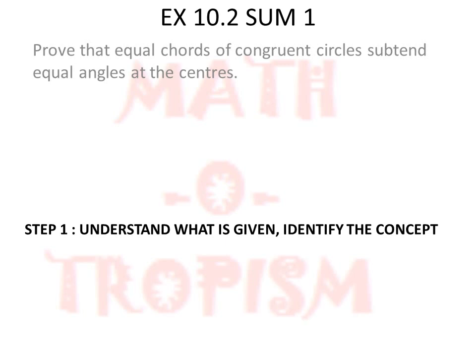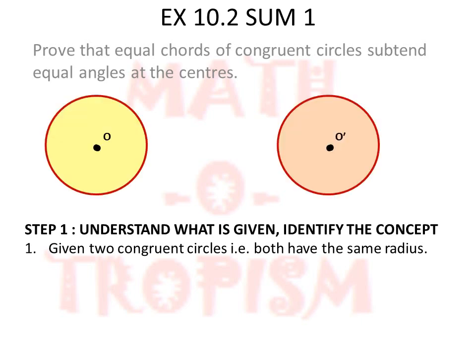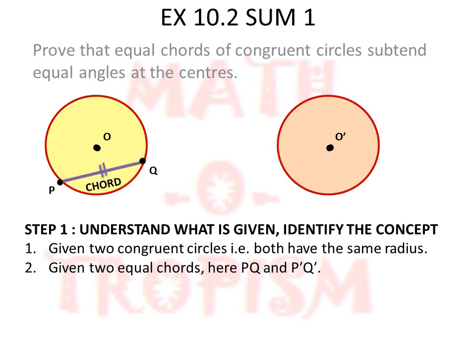Now we have been given two congruent circles. That means both have the same radius. Let us take two circles with centers O and O dash. They are telling that there are two equal chords in both the circles. So let us take the first chord as PQ and the second chord in the second circle as P dash Q dash. Now we have to prove that if we join OP, OQ, O dash P dash and O dash Q dash, the angle POQ will be equal to angle P dash O dash Q dash.